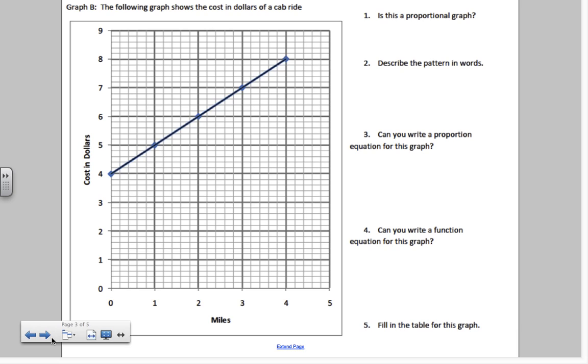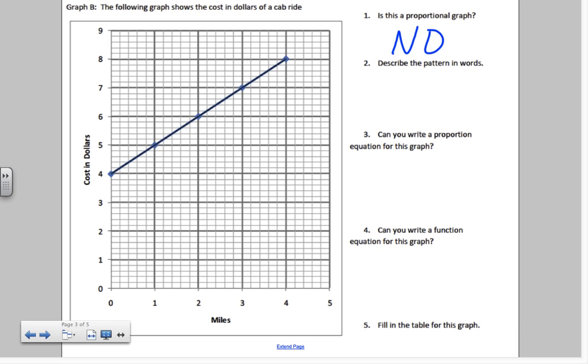So, first of all, is it proportional? No, it's not. Okay. Describe in words the pattern. Anybody want to take a shot? Because there is a pattern. Trey, you want to try it? Go ahead. What do you have to lose? It goes up $1 every mile. There it goes. Starting at $4, it goes up $1 from there every mile. You see it? Starting at $4. Does it go up $1 every mile after that?